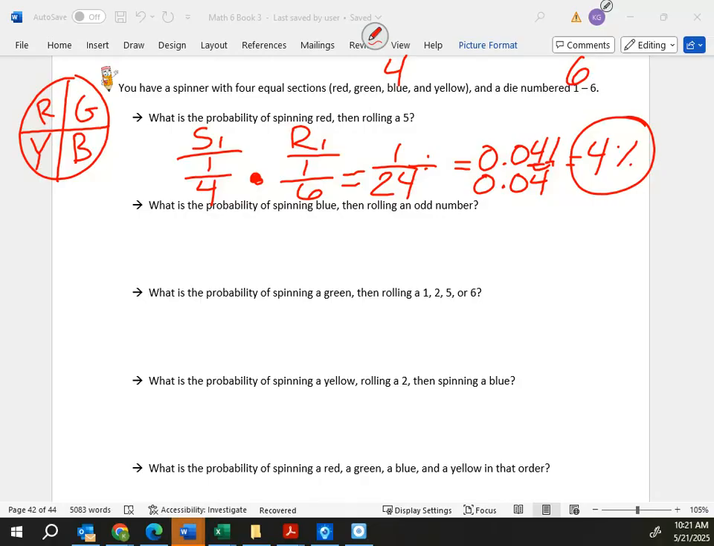So you always need to look, how many events are there? I label it at the top so I don't miss any events. So sometimes you have multiple events, like look at this one. What is the probability of spinning a yellow, rolling that 2, and then spinning a blue? So you've got 3 events happening. You have 3 probabilities you need to find, right? So you need to make sure you're finding the probability for each event happening. Then you multiply it across, divide the top from the bottom.